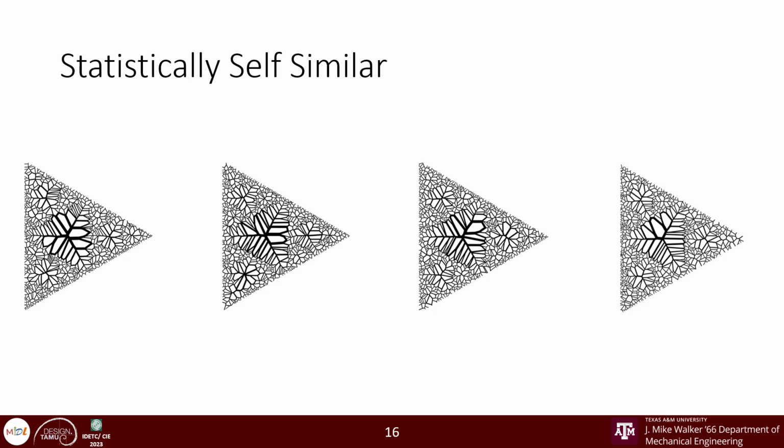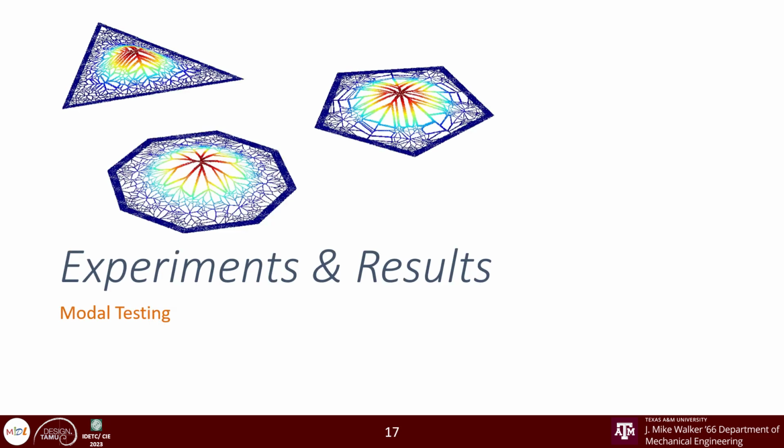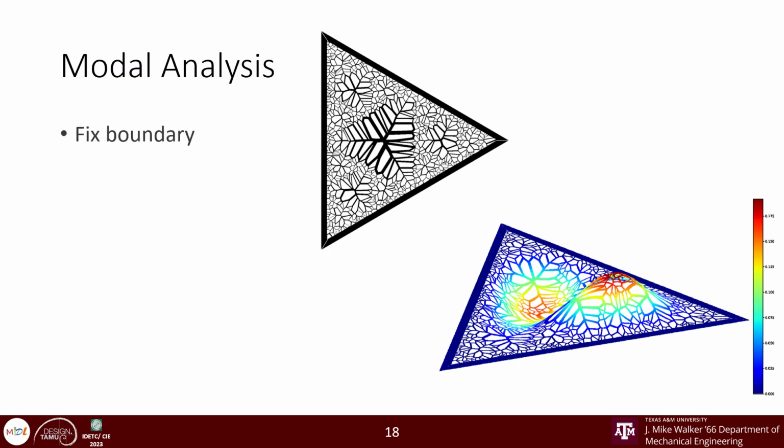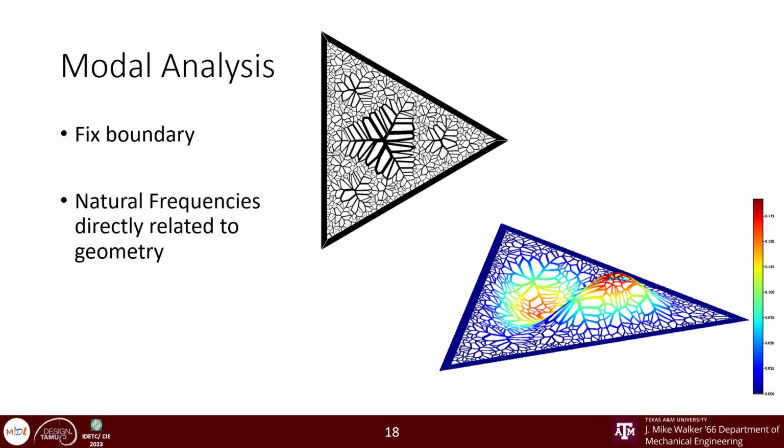The question that we would like to ask is, if these geometric similarities cause similar mechanical properties. In order to explore this question, in this work, we choose modal analysis to see if we get self-similarity in terms of mechanical behavior. With modal analysis, we fix the boundary. The natural frequencies of the structures are directly related to the geometry of the structure, since any change in geometry changes the natural frequencies. These natural frequencies allow for statistical comparison between structures.